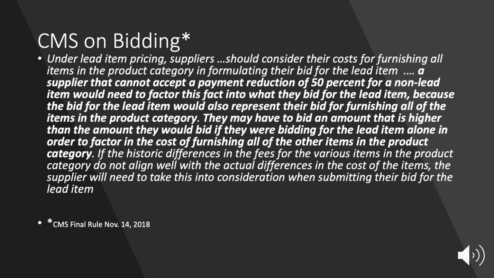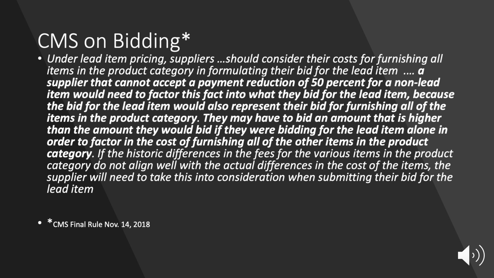On this slide, we've pulled out a quote from the CMS final rule from last November. This was actually in the preamble, which is the area of the regulation where the government explains their thinking and rationale behind the changes that they're making. This is a quote where CMS is talking about lead item pricing and the importance of looking at non-lead item pricing, the resulting prices, and making sure that those numbers make sense. And what CMS says is that bidders should consider their costs for furnishing all items in the product category when formulating their bid for the lead item.